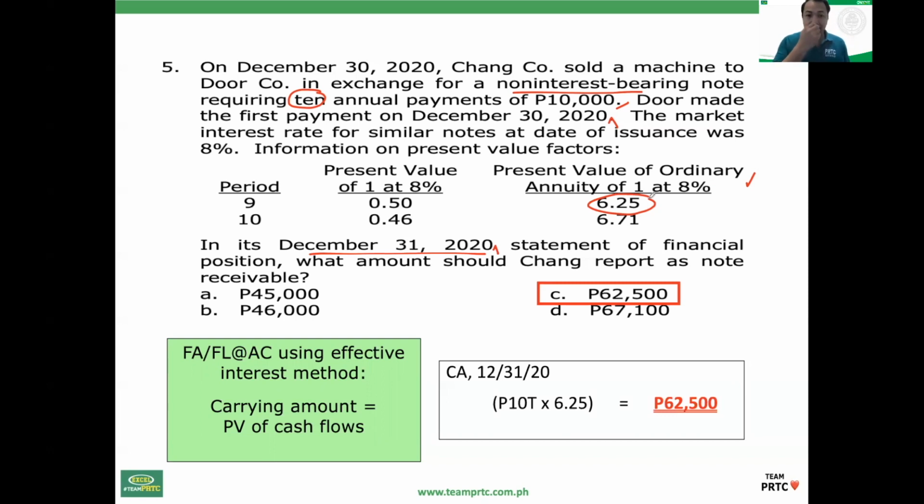So, again ha, basta notes and bonds, ito na yung technique. Basta notes and bonds ang topic, okay? Tapos ang measurement, amortized cost. So, normally, present value computation lang yan, pag ang hinanap, carrying amount.